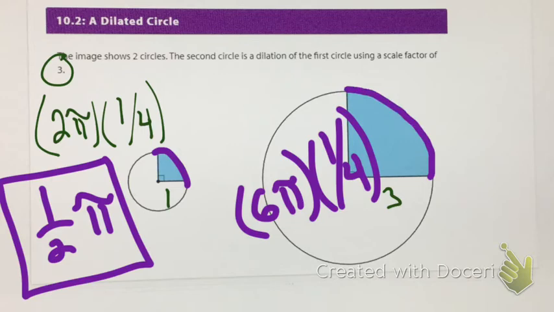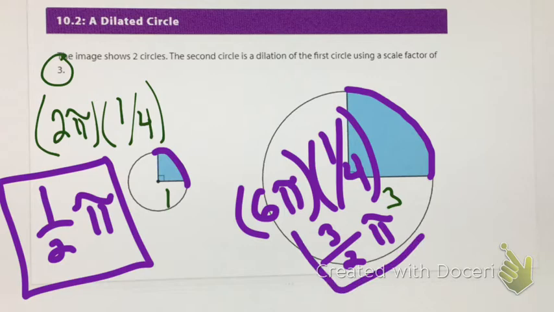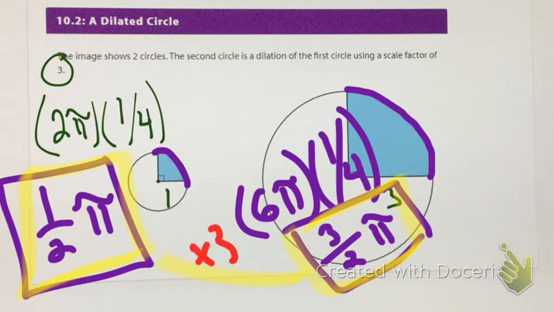Now you'll notice that 6 times 1 divided by 4 is 6/4. We know that as 3/2. And there's still a pi there. So we stop and compare. We stop and take a look. Please do. It's a good thing for you. 1/2, 3/2. Well, what's 1/2 to get 3/2? That's a scale factor. That's times 3. So everything was times 3.